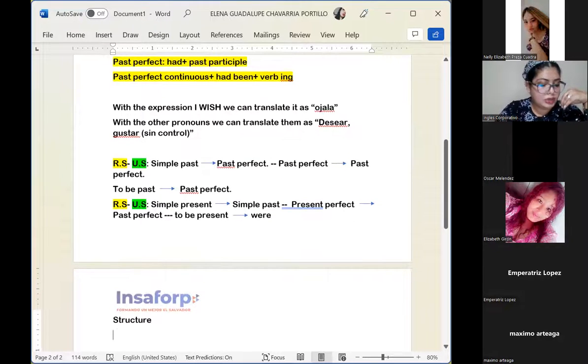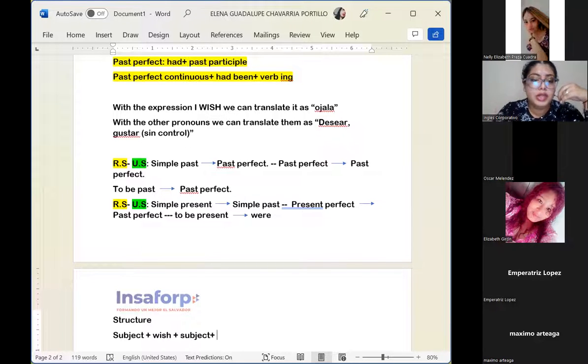So in this case, the structure is, yesterday we were learning this structure, but we are going to remember the structure again. We have the subject, then we have wish, then we have the other subject, and we have the unreal situation.